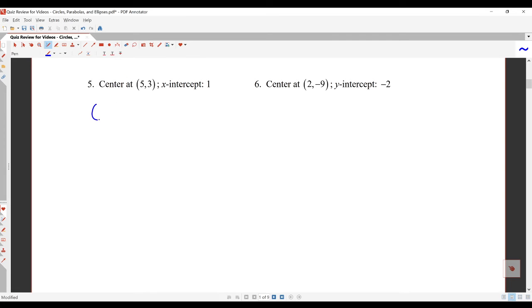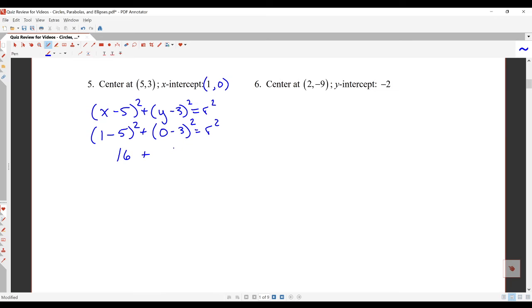Number 5, center at 5, 3. So x minus 5 squared plus y minus 3 squared equals r squared. And an x-intercept of 1 means it contains the point 1, 0. So I'm going to put 1 in for x and 0 in for y. 1 minus 5 is -4, squared is 16. 0 minus 3 is -3, squared is 9. 16 and 9 is 25. So r squared is 25. So x minus 5 squared plus y minus 3 squared equals 25.